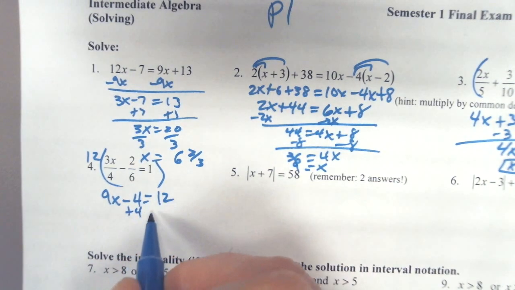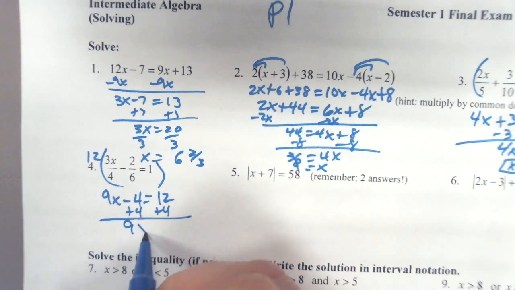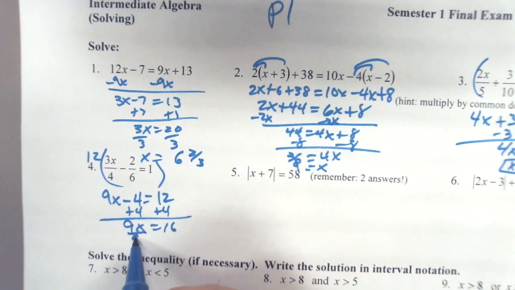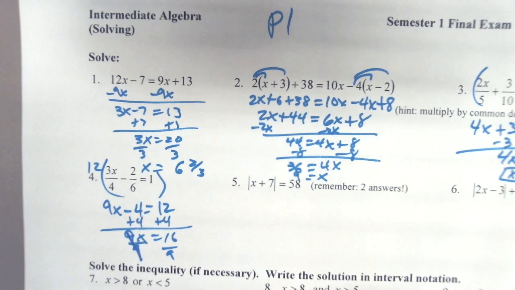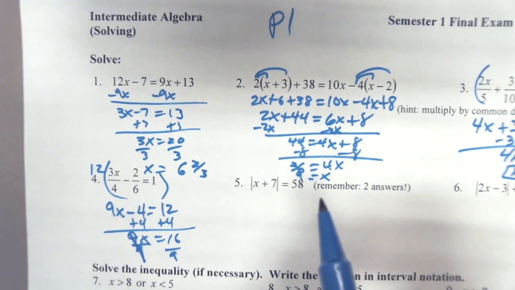Solving that, I'm going to add 4 to both sides. I get 9x equals 16. Dividing by 9 gives me 16 ninths, or 1 7/9.